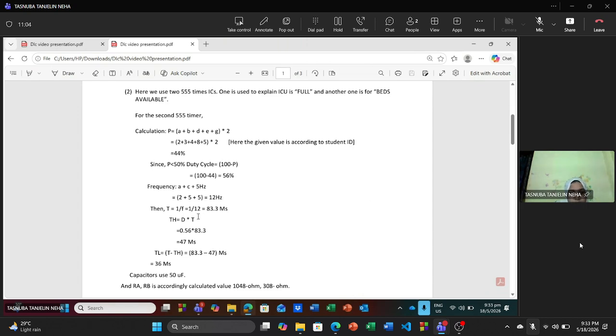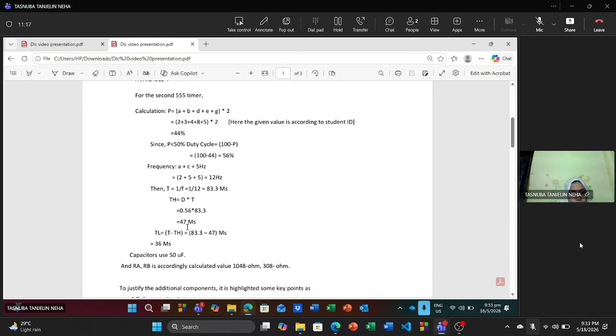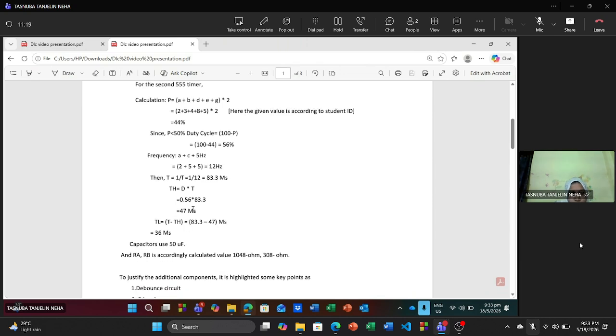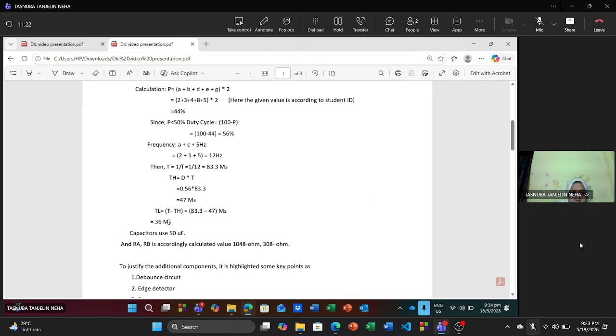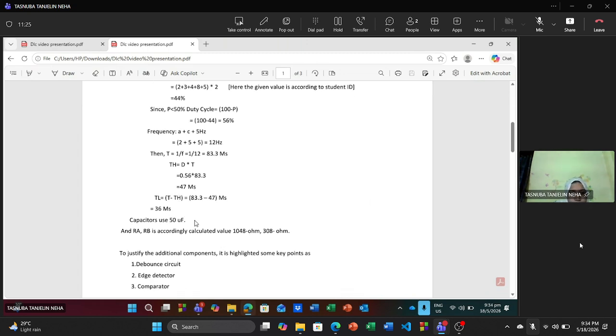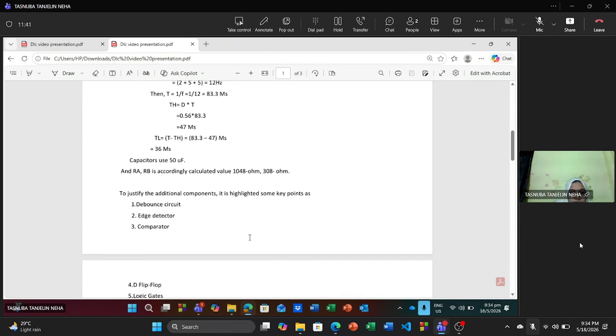Then we know T is equal to 1 by F. That means T is equal to 83.3 ms. Then we know TH is equal to D into T, which is 47 ms, and TL is equal to 36 ms. And we use a capacitor of 50 microfarad. Then resistor A and resistor B are accordingly calculated as 1048 ohm and 308 ohm. Then we justify the additional components.